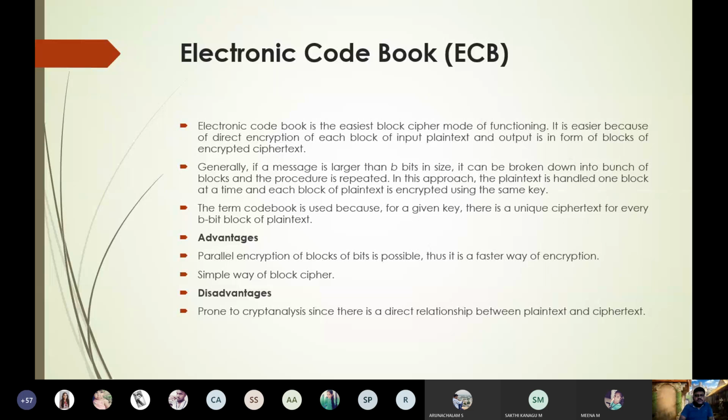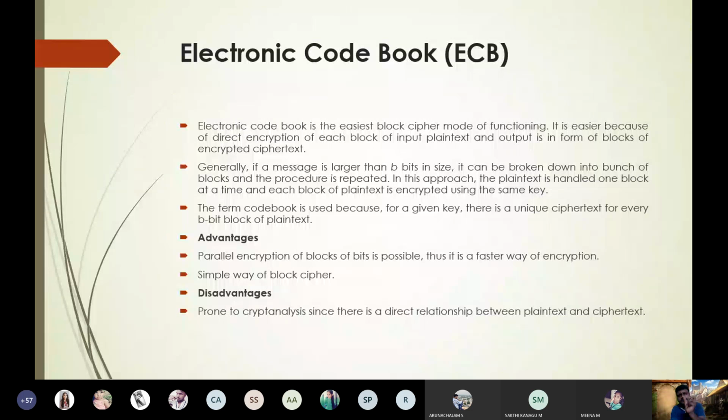So what is the disadvantage? It's prone to cryptanalysis, so it will be easily compromised. By using ECB, I can generate ciphertext, but it will be easy for the intruder to retrieve that. So this is one of the disadvantages of electronic codebook. Now this is the diagram for that particular electronic codebook.